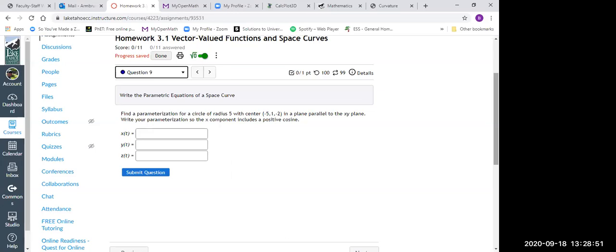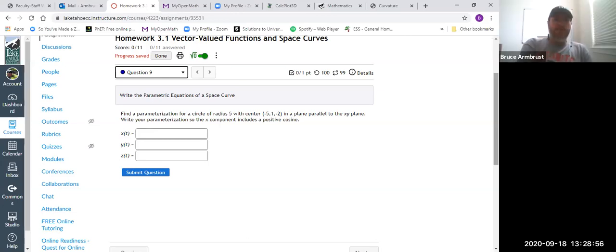All right. So does this look right? Okay, so that's for you, Matthew. Find a parameterization for a circle of radius 5 with center (-5, 1, -2) in a plane parallel to the xy plane. Write your parameterization so that the x component includes a positive cosine. So we've got quite a few restrictions here. But if we're going to talk about a circle, obviously you need to have a center and a radius. So there's our center and there's our radius.